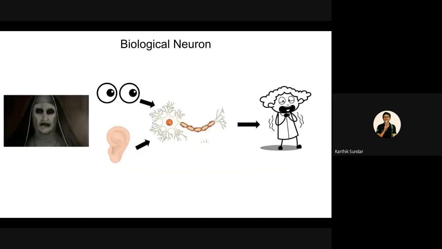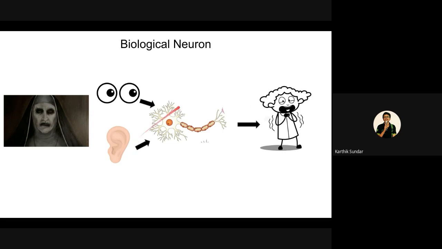Let's just take a very simple example. Let's say how you get scared by a ghost movie or a horror movie. Either the visuals can be terrifying or the audio effects can be terrifying. So what decides whether you get afraid or not?